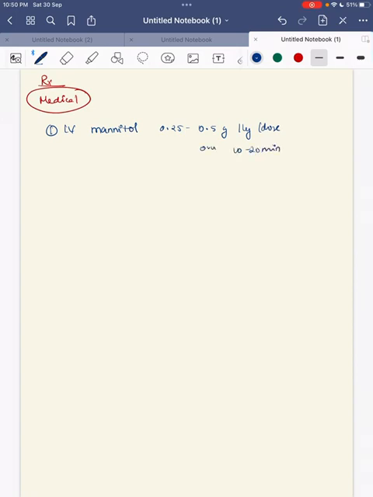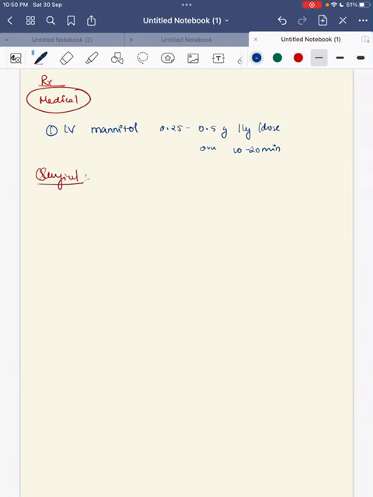Next we'll see the treatment. In treatment you have medical management and surgical management. In medical management, when there is an increase in intracranial pressure, you treat the child with IV mannitol at the dose of 0.25 to 0.5 grams per kg per dose over 10 to 20 minutes, or you can give 3% NaCl at 5 ml per kg. Okay. Next is the surgical management.